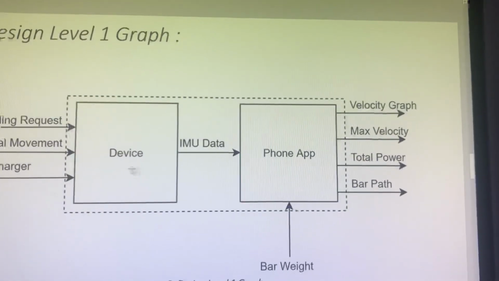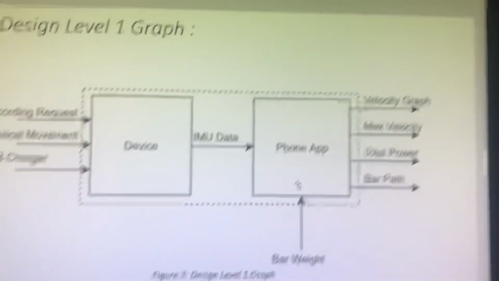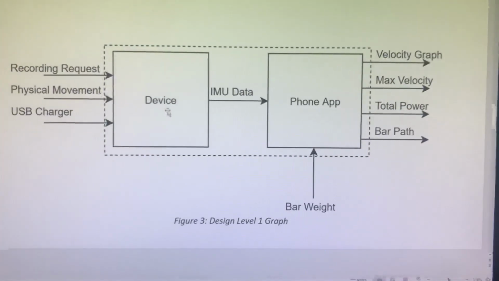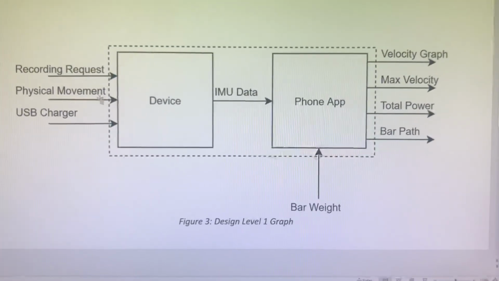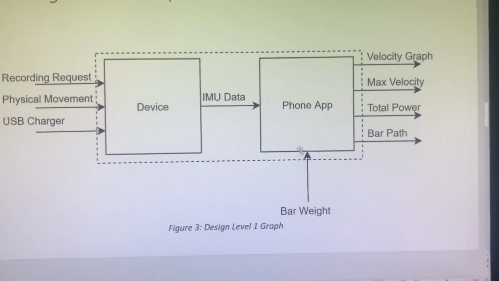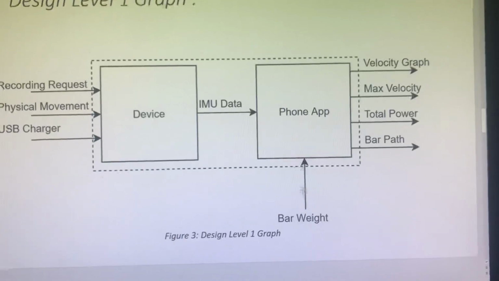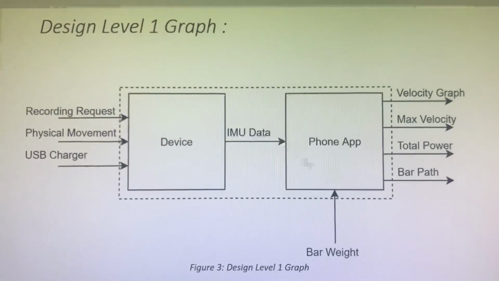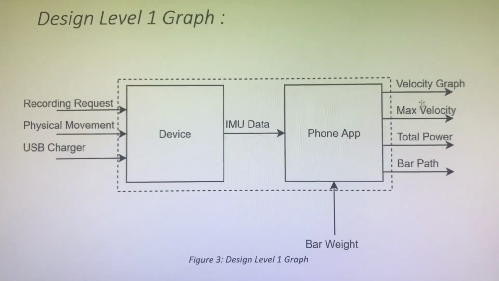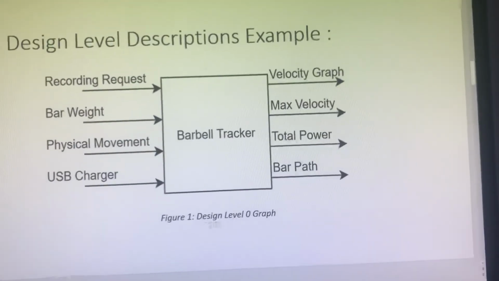And here is how the device and the phone app are connected with each other through the IMU sensor. After we do the request and the movement, we enter our weight. It will send the bar weight to the app, and the IMU data. We can enter how much weight we lift on the phone app, and after that the data will be recorded, and the phone app will give us the outputs. This is level 1. The first one was level 0.